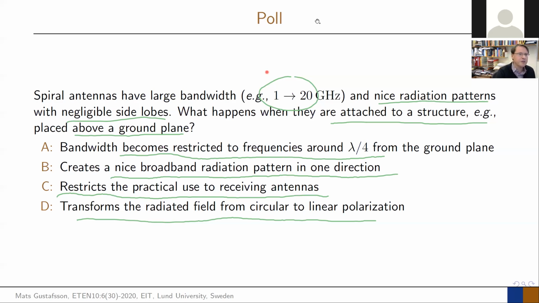And what do you think? And then we just explain what is happening in these cases afterwards. So what do you think there? A, bandwidth gets restricted to λ/4 distances. It gives a nice broadband radiation above the ground plane, restricts the practical use to receiving antennas, and it creates or transmits linear polarization instead of circular polarization.